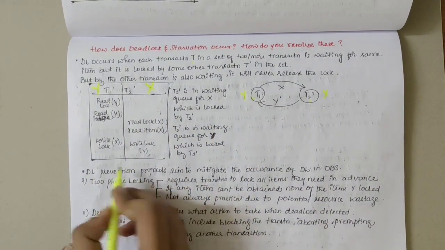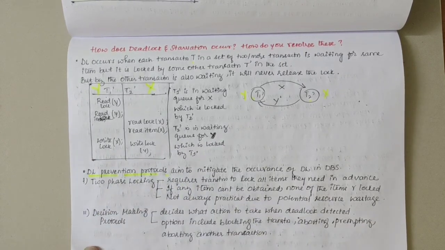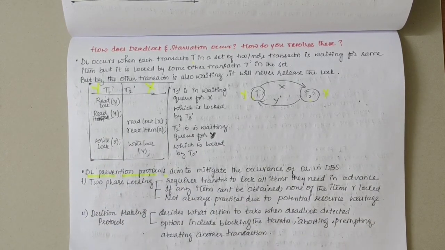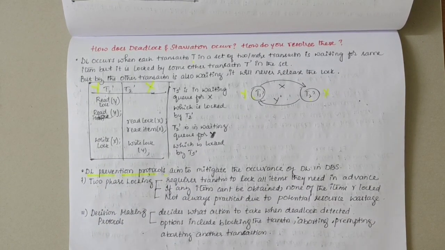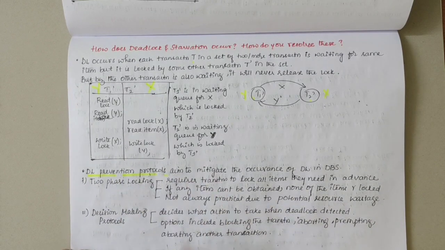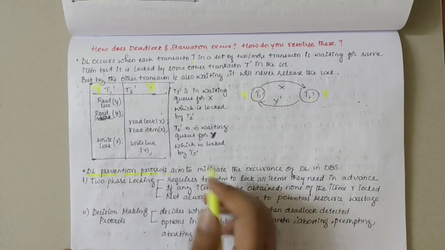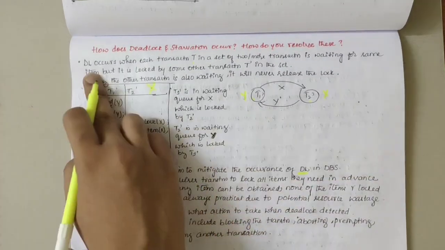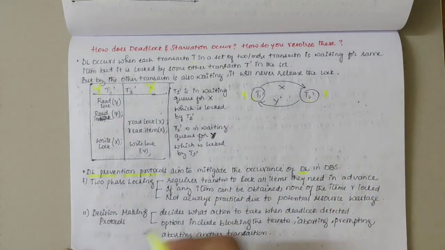So, deadlock prevention protocols. It is necessary to prevent deadlocks and starvation, because your particular process or operation or transaction will not complete at all if it is in a deadlock state. So deadlock should be prevented. It aims to mitigate the occurrence of deadlocks in a DBS, database system.